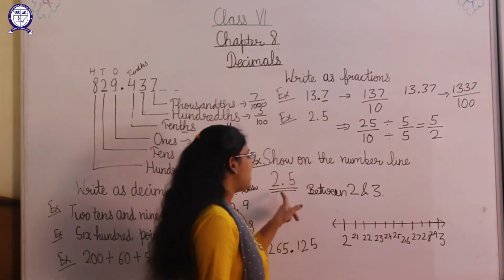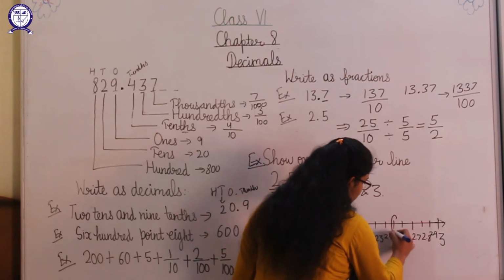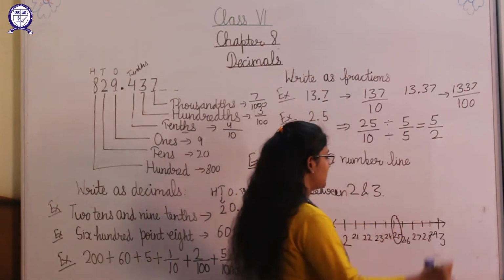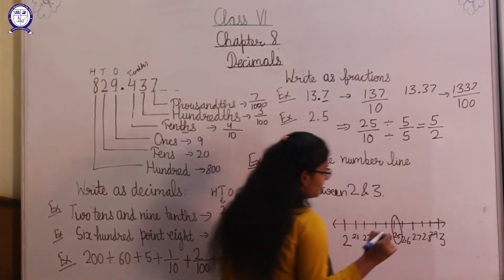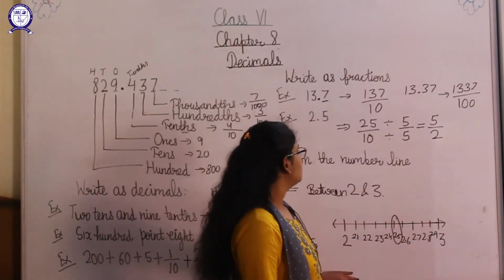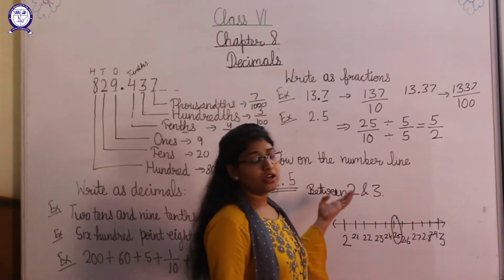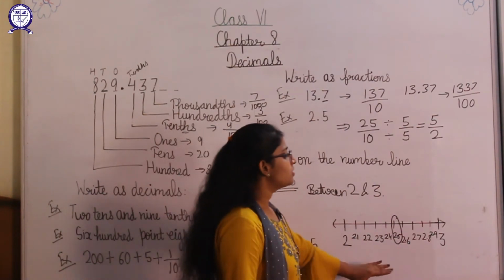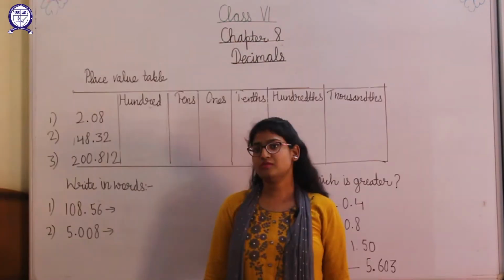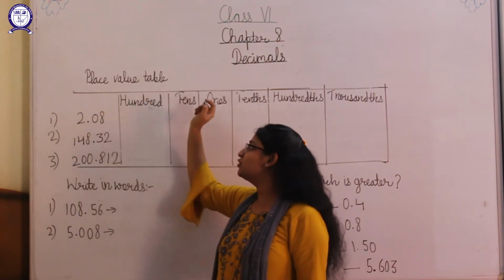Okay, so we have to show 2.5. So 2.5 is here, so we will circle this and we can say that this is the value 2.5 on the number line. Okay students, this was very easy to show any decimal number on the number line. You can see between which two whole numbers it is coming and make the number line like this. Okay students, our next topic is we have to write these numbers in the place value table.